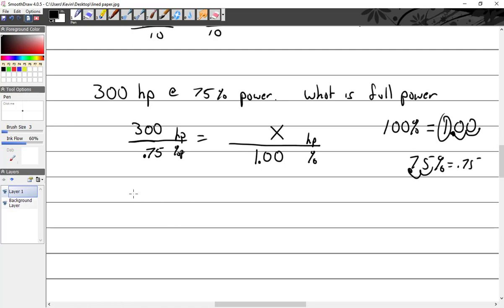So then, what is it over here? 300 times 1 equals 0.75 times X. I've got to get rid of the X, so I'm going to divide both sides by what? 0.75. So that just becomes 300 divided by 0.75, which is 400.